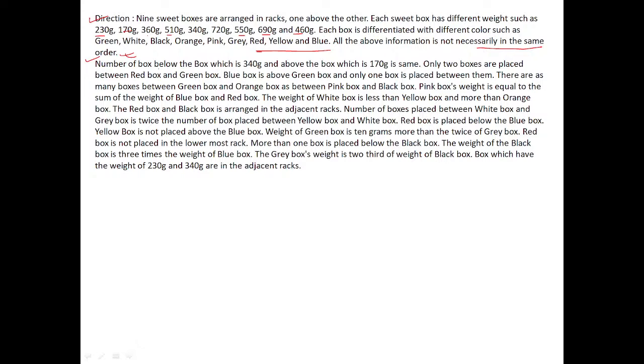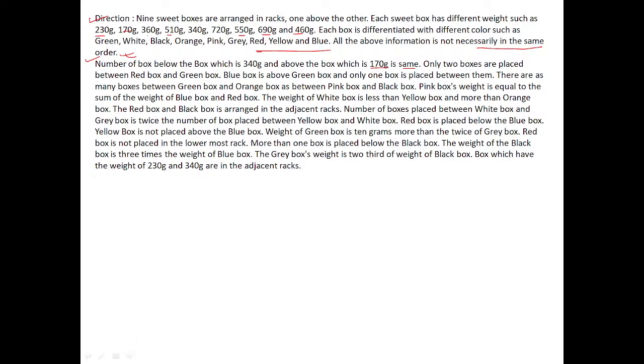The number of boxes below the box which is 340 gram and above the box which is 170 gram is the same. This is a good statement, but we can't start from here because 9 boxes are there and there are multiple possibilities. Now moving to the next statement. Only 2 boxes are placed between red and green box. Blue box, again only 2 boxes between red and green. Either green is above red or red is above green. Both possibilities are available there till now, whatever we have read. Moving to next.